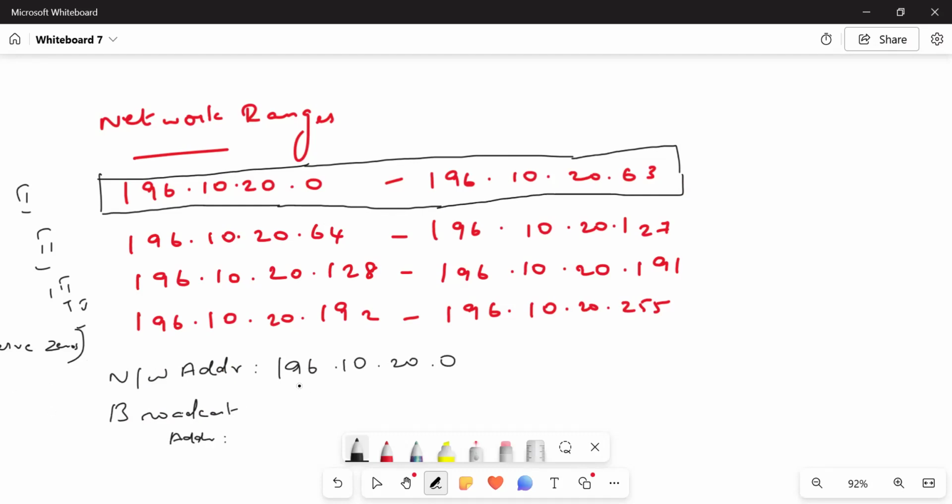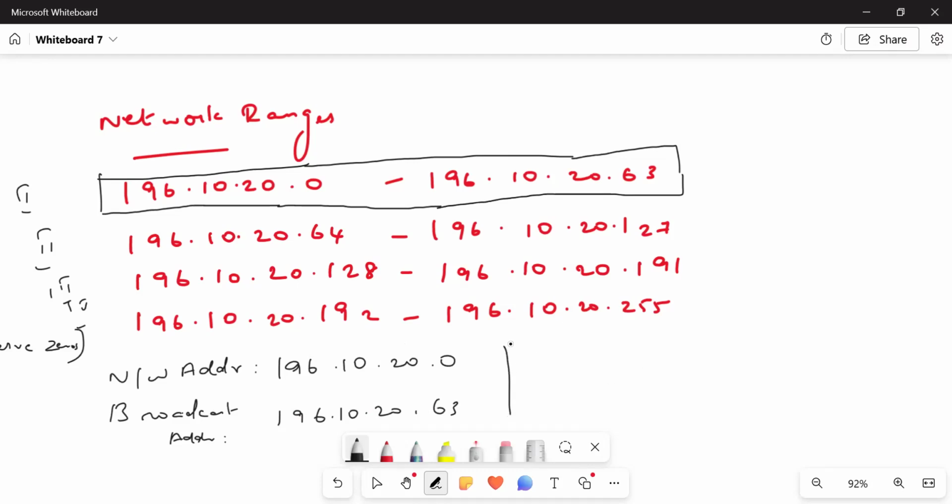The last address is the broadcast address. Always, the first address will be your network address and the last address will be your broadcast address. So what is the last address? 196.10.20.63. So these two addresses you won't touch, no?